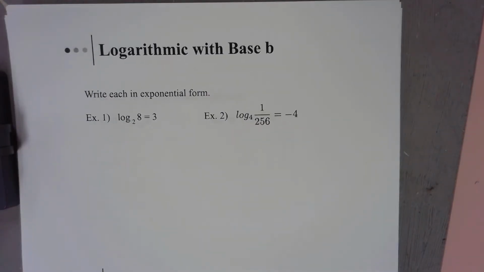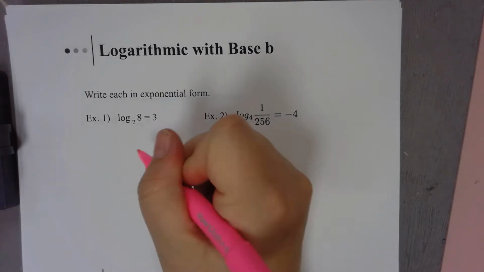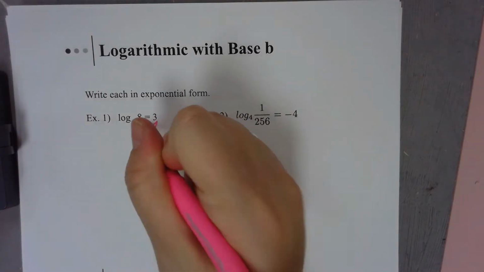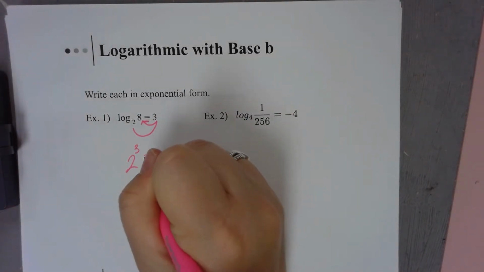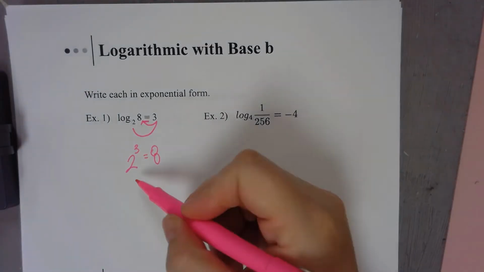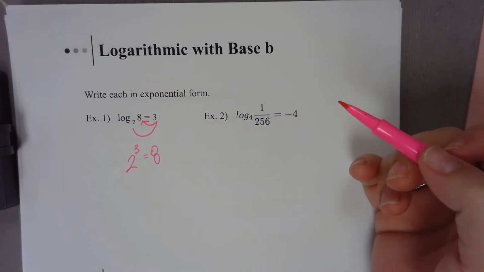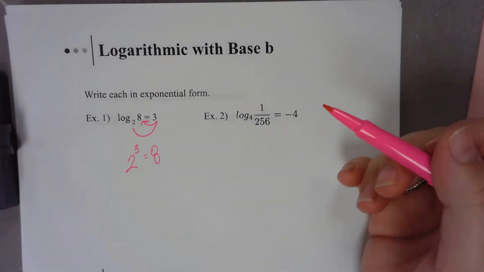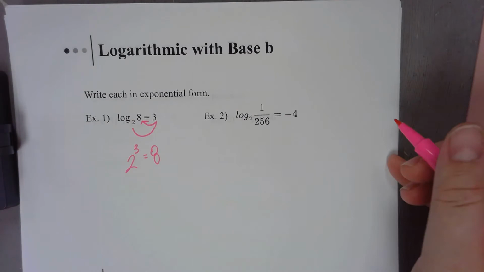Alright, let's look at this one. Example number 1, write each in exponential form. So I'm going to draw my swoosh, and that should be 2 to the third power equals 8. So I have converted to exponential form, and I know that this is a true statement because I can use my calculator or from memory that 2 to the third power is equal to 8.